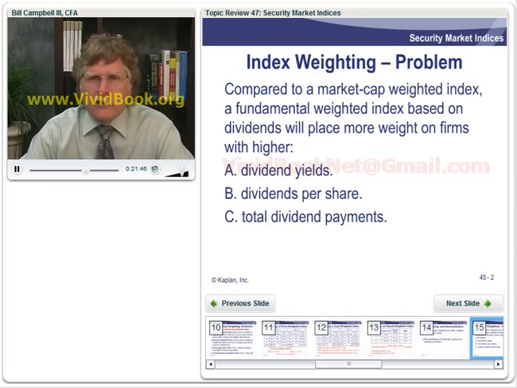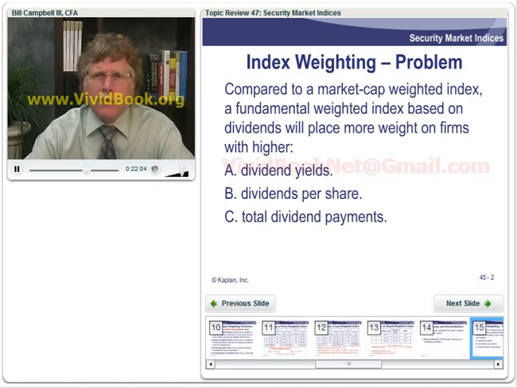Okay, let's take a look at some problems here. Problems on index weighting. Compared to a market cap weighted index, a fundamental weighted index based on dividends will place more weight on firms with higher A, dividend yields, B, dividend per share, or C, total dividend payments.